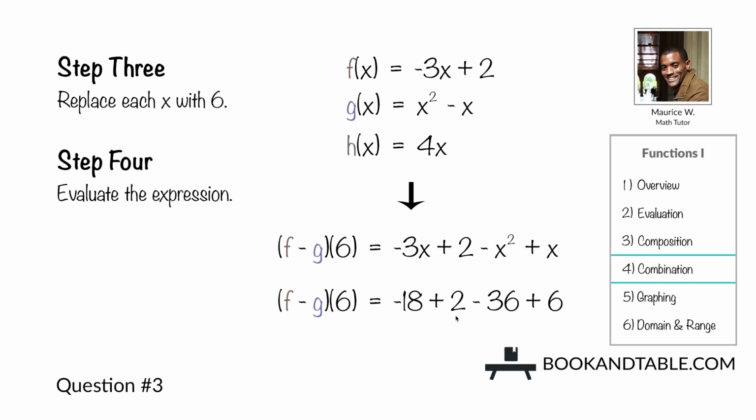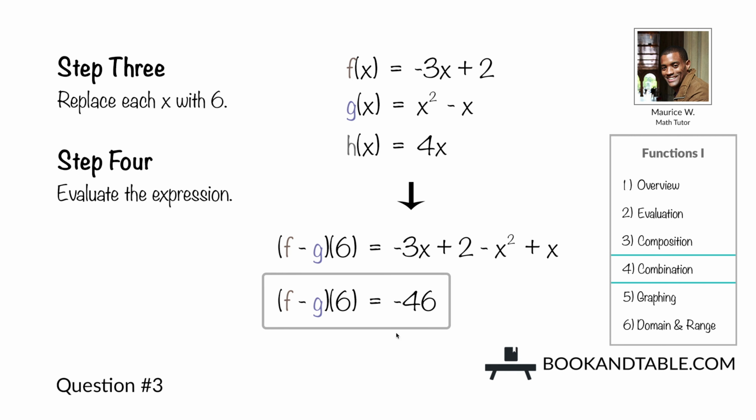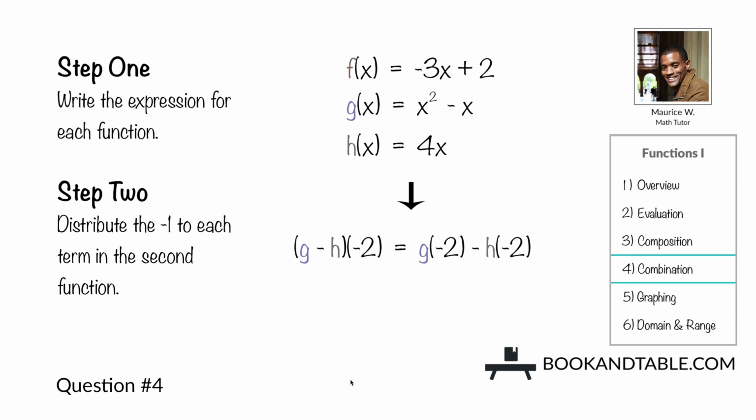And negative 18 plus 2 is negative 16. Minus 36 is negative 52. Plus 6 is negative 46. So we get f minus g of 6 is equal to negative 46. And that is the answer to question number 3. Let's now have a look at question number 4.